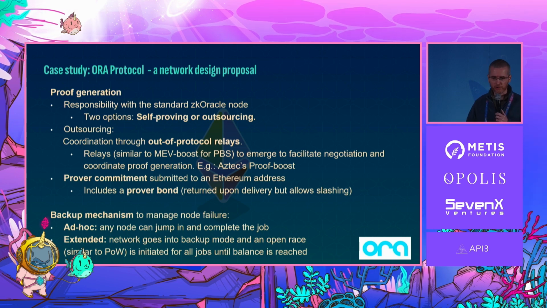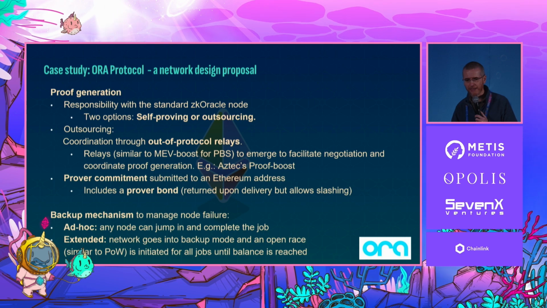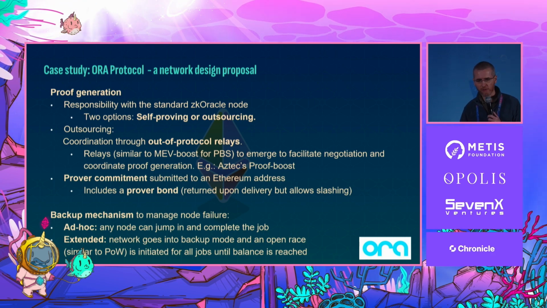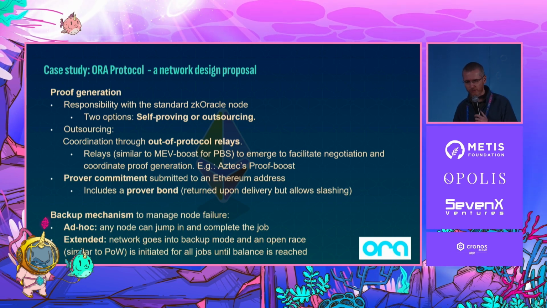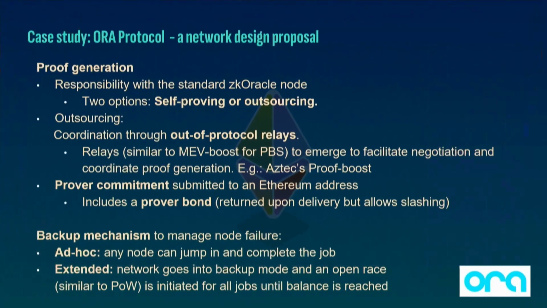But they could also outsource proof generation, which could go through out-of-protocol relays similar to MEV-Boost, to PBS. And it's highly likely that such out-of-protocol relays would emerge. For example, STEX Proof Boost is in the works, I think already or starting now, which actually serves the purpose of facilitating this type of negotiation between nodes, in STEX's case the sequencer, and out-of-protocol proof markets or proving networks.